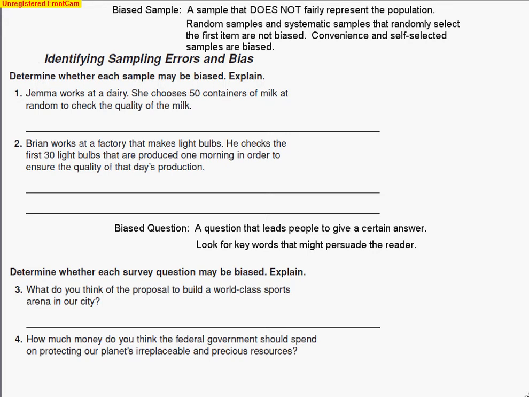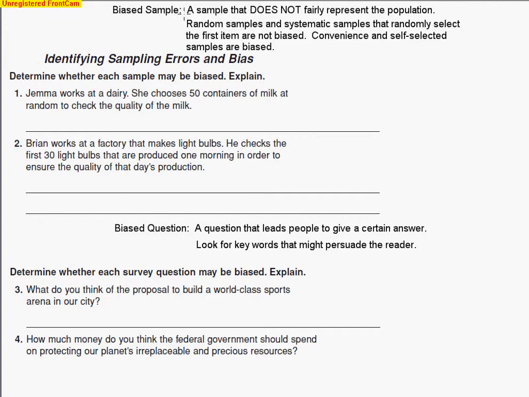Today we will be identifying sampling errors and biased samples, and then also biased questions. So let's take a look at the first few problems that you'll end up seeing. They are going to ask us about which sample may be biased, and we've got to explain why. So let's figure out what this word bias means.